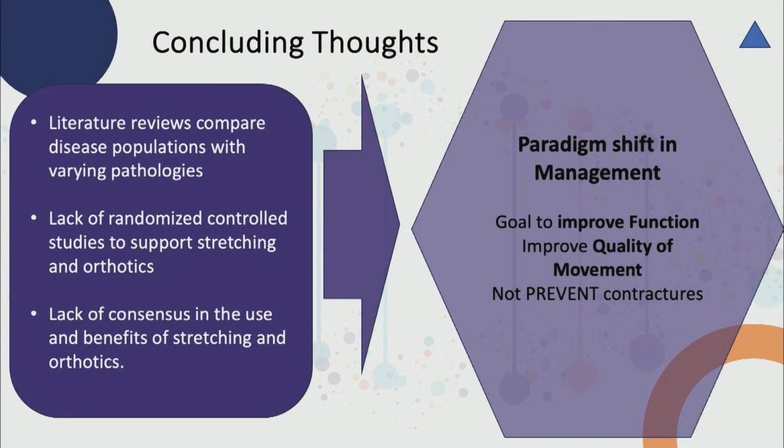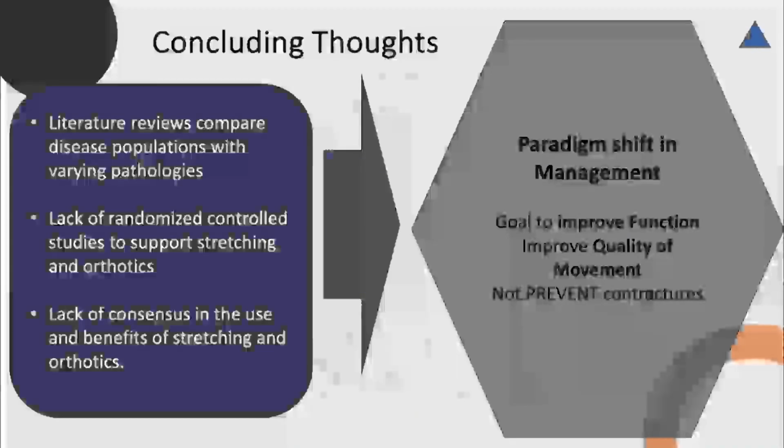So we've demonstrated that there's really a lack of evidence supporting stretching and orthotics and a lack of consensus on the benefits of both. But we've also shown that there is a necessary paradigm shift to occur, that contracture management is still important, not necessarily to prevent contractures, but to promote function, improve quality of movement, and create this opportunity for better muscle balance.